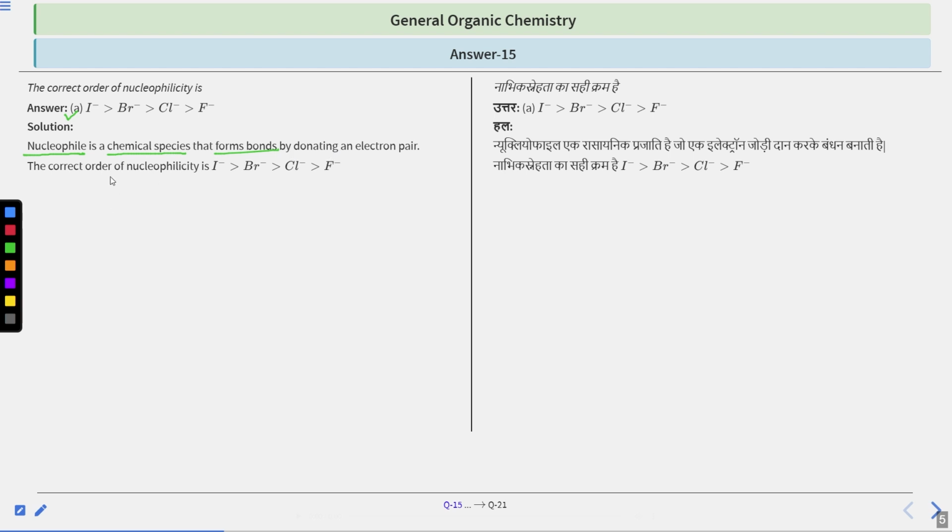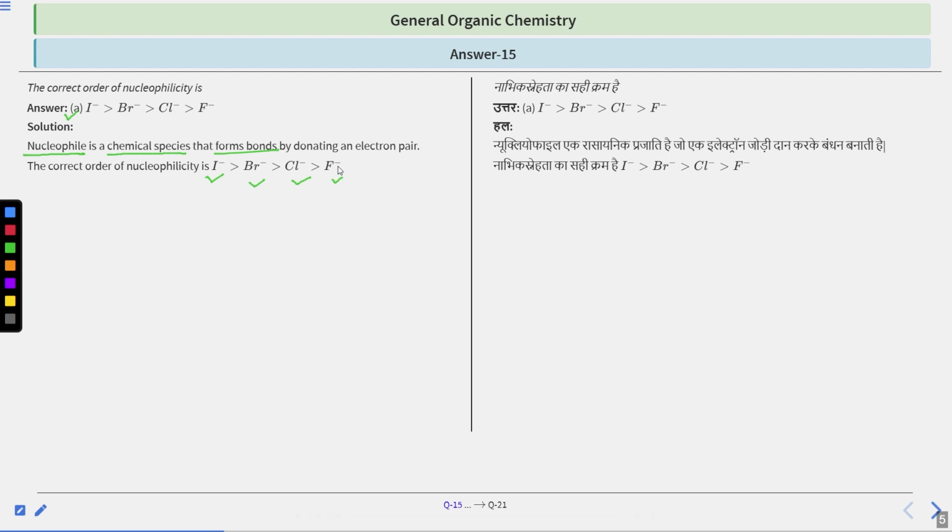So the correct order for the nucleophilicity of the given halogens will be the iodide ion most, then the bromide ion, then the chloride ion, and then the fluoride ion. We can also determine this order by seeing which ion has the highest capacity for donating electrons. Most is for iodine, so iodide ion, I negative, is the strongest nucleophile, then bromide ion, then chloride ion, then fluoride ion.